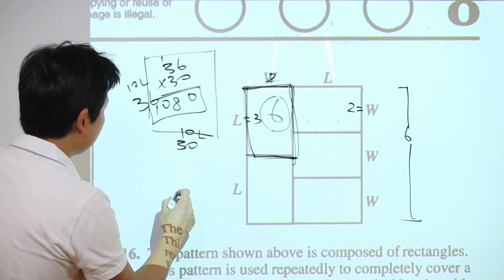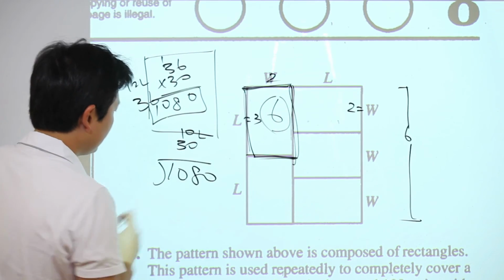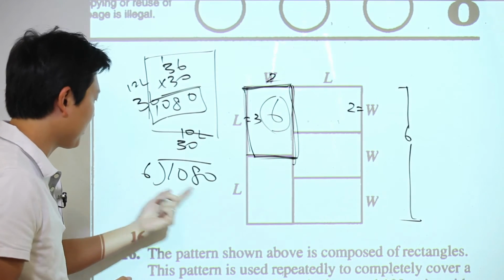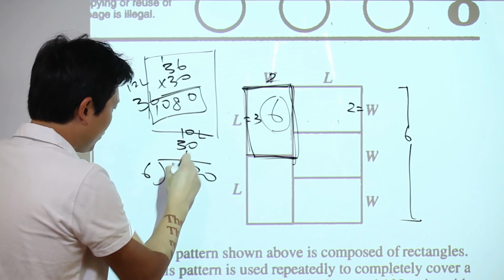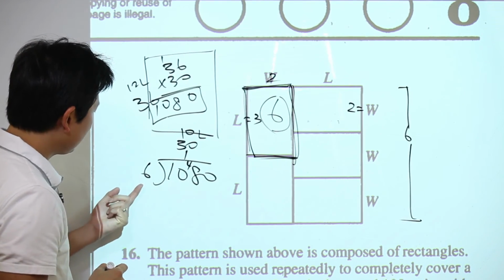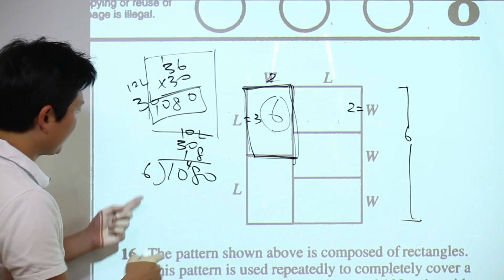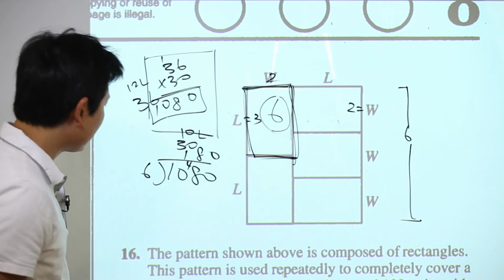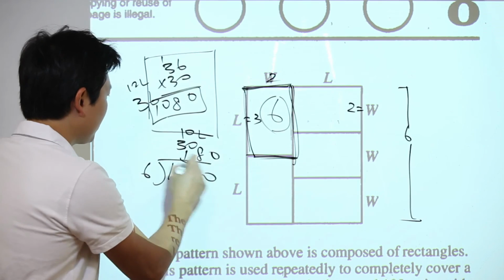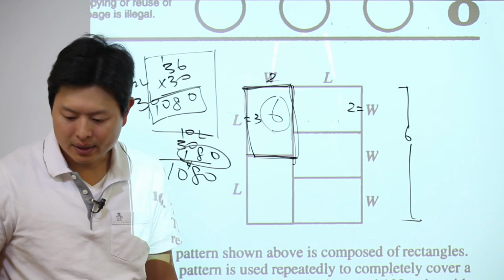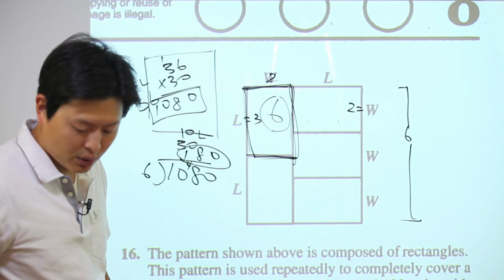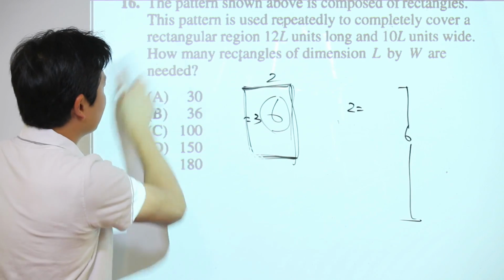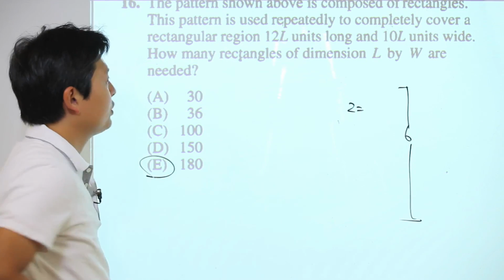So what we have here is 1080 divided by 6, right? 6 goes into 10 one time, with 4 remaining. 6 times 8 will give you exactly 48. And nothing left over, so 180, right? So 1080 divided by 6 should give you a total of 180. So 180 is the correct answer to number 16. And so let's see where we have 180. E, therefore, will be the correct answer to this problem.